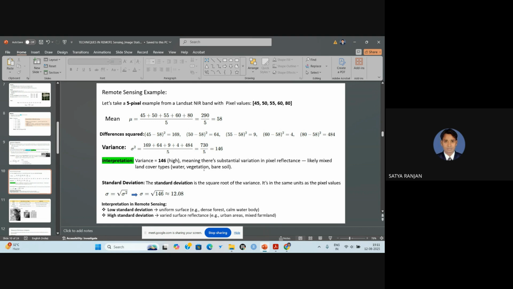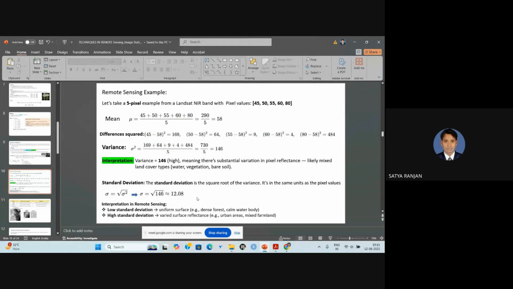Then standard deviation. The standard deviation is the square root of the variance. So if the variance is 146, then the standard deviation is the square root of 146. Suppose we calculate the standard deviation, then its value is near 12.08. So how do we interpret this in remote sensing?